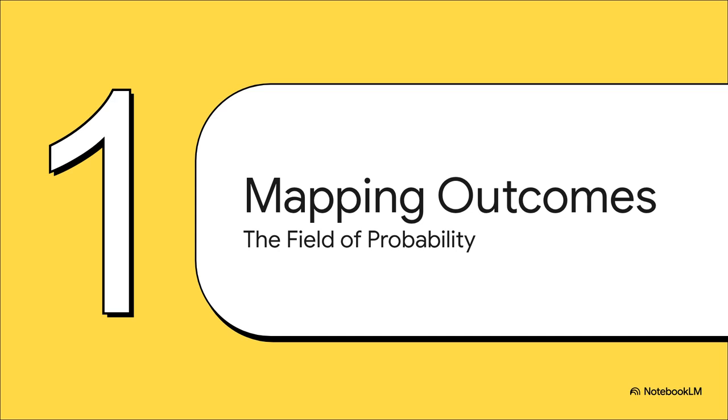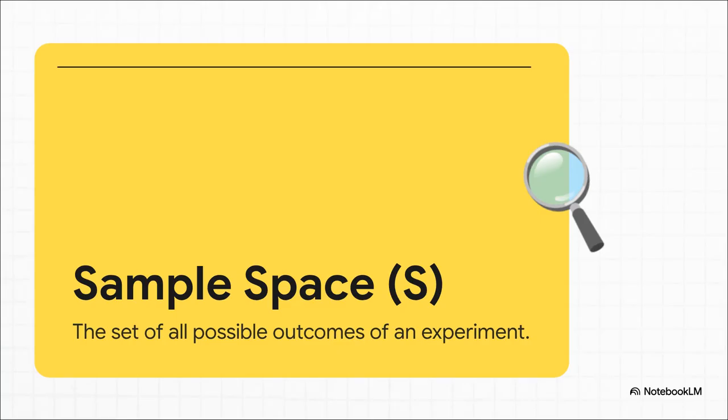Okay, so before we could even begin to calculate the odds of anything, we have to do something really basic but super important. We've got to lay out the entire playing field. I mean, we need to map out every single possible thing that could happen, no exceptions. And in the world of probability, this playing field has a name. It's called the sample space. We usually just write it as a capital S. Really, all it is, is the master list of every single possible outcome. It's the foundation for everything we're about to do.